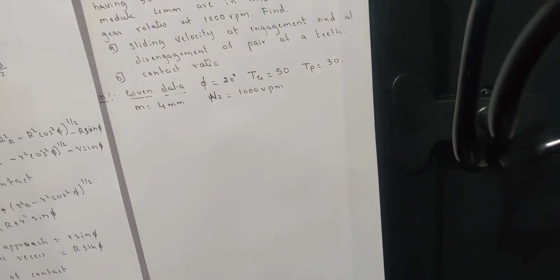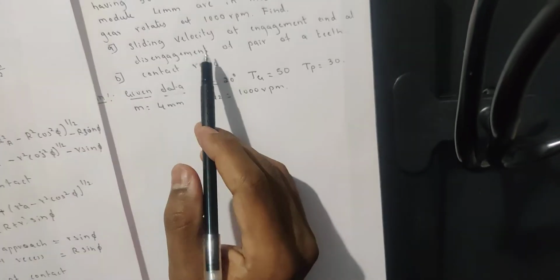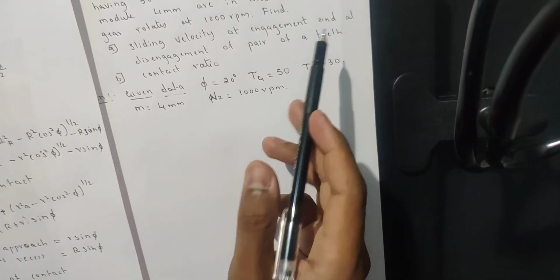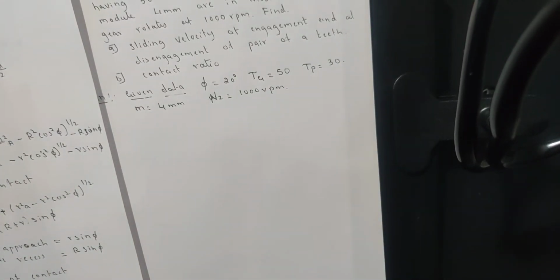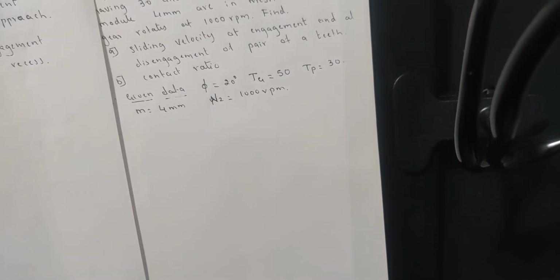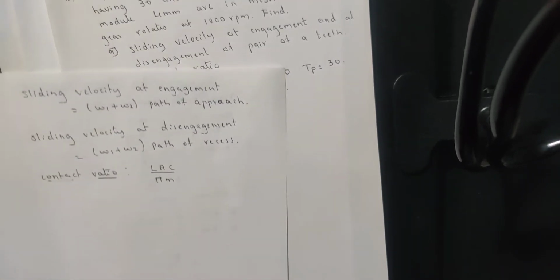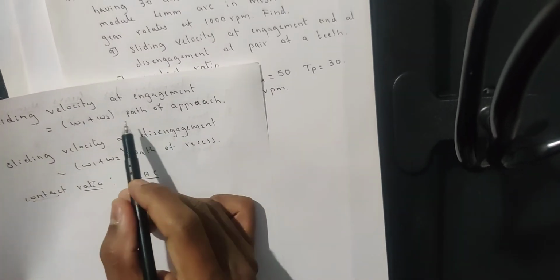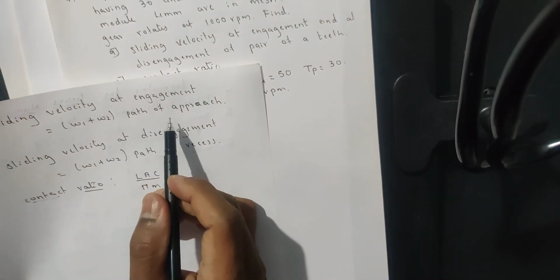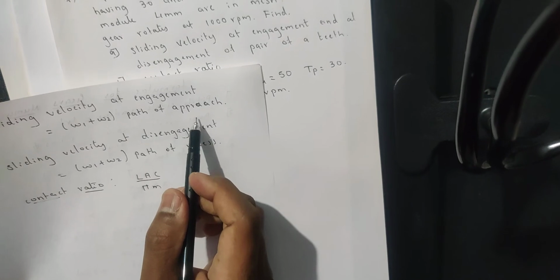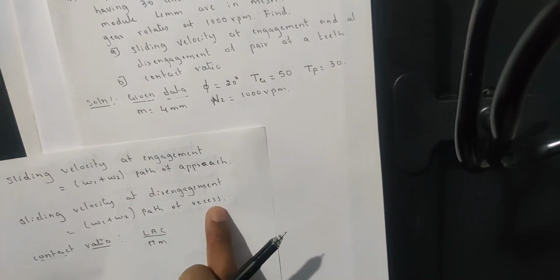So next, they have first asked to find out the sliding velocity at engagement and at disengagement. Okay, what is the formula for sliding velocity at engagement and disengagement? If you observe here, the formula says that at engagement it is omega 1 plus omega 2 times path of approach, and omega 1 plus omega 2 times path of recess. So for that you require the path of approach and path of recess.